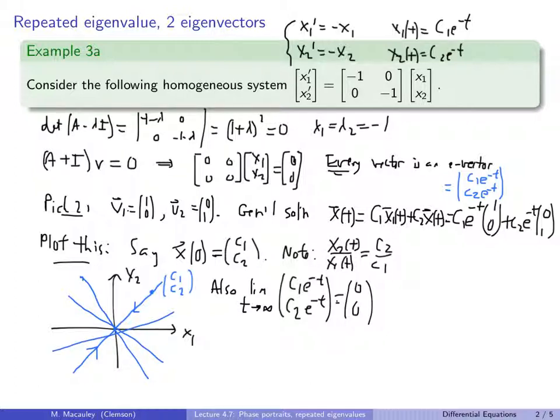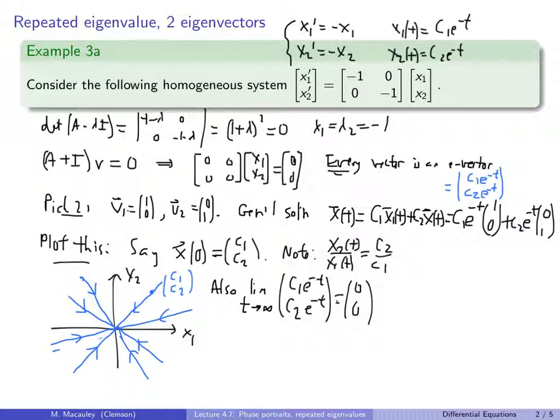going into the origin at exponential speed, because this describes our path. So the phase portrait looks like a star like this, and recall that we actually discussed this a couple lectures ago when we were looking at phase portraits when the eigenvalues were real.